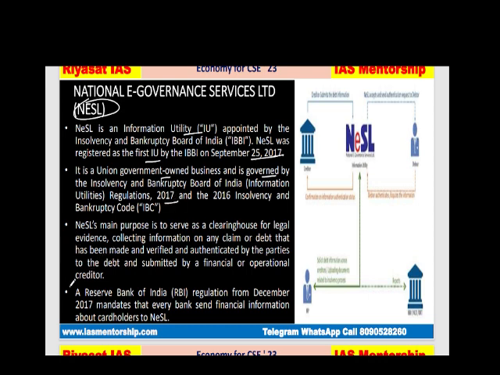What is the main aim? Basically, the main aim is to serve as a clearing house for legal evidence, collecting information on any claim or debt that has been made. Okay, basically National E-Governance Services Limited. Word से समझ में आ रहा है कि it is providing digital government services such as all these which have been mentioned here. Clear? As per RBI regulation of 2017, RBI compulsory बोलता है कि every bank sends financial information about card holders to NeSL को भेजना ही है information as per RBI regulation of 2017. Clear? Okay.